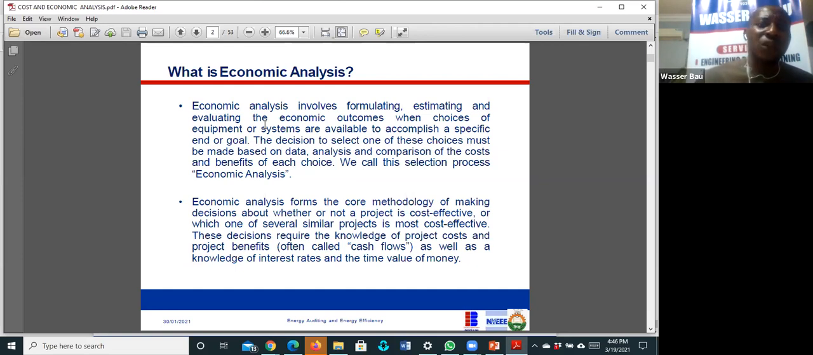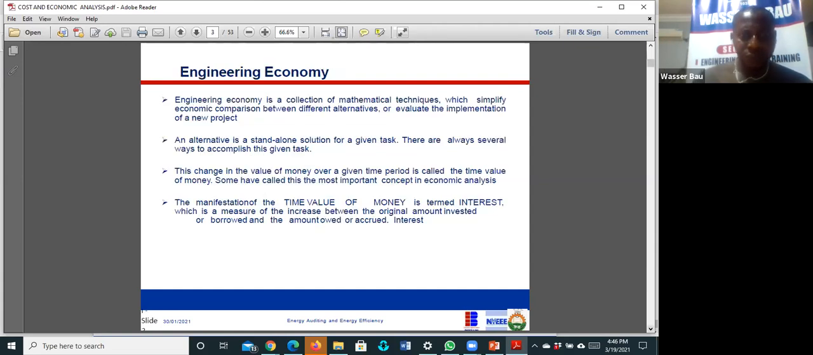This decision requires knowledge of project costs and project benefits, also called cash flows, as well as knowledge of interest rates and the time value of money. So in other words, you need knowledge of the project cost. You need to know how to quantify the benefits. Then you need an idea of the available interest rates or minimum rate of return. And then you need to consider the time value of money. Money loses value with time.